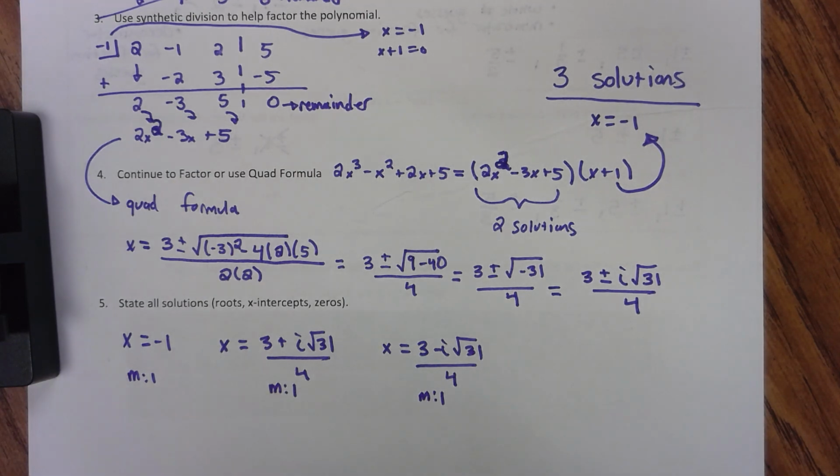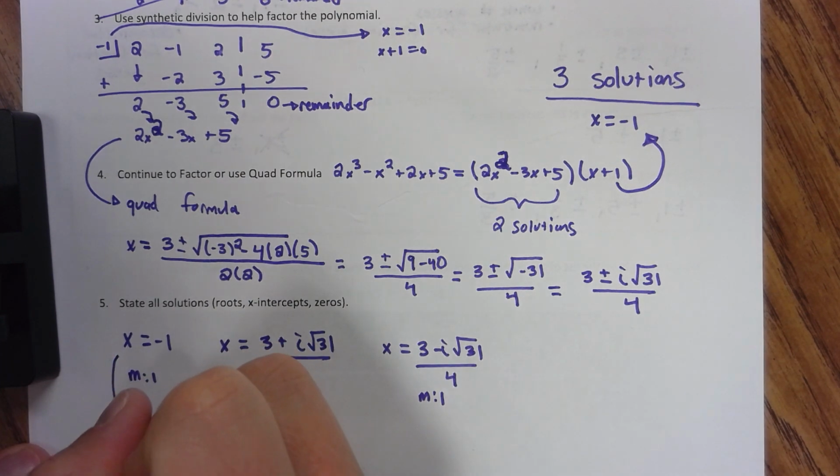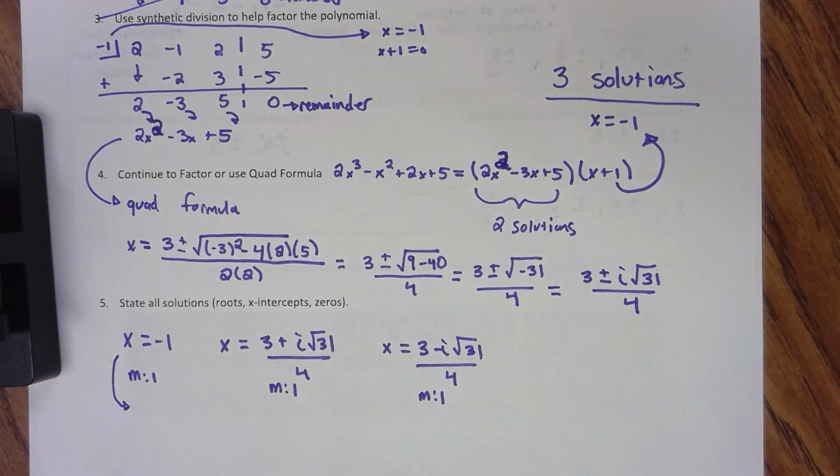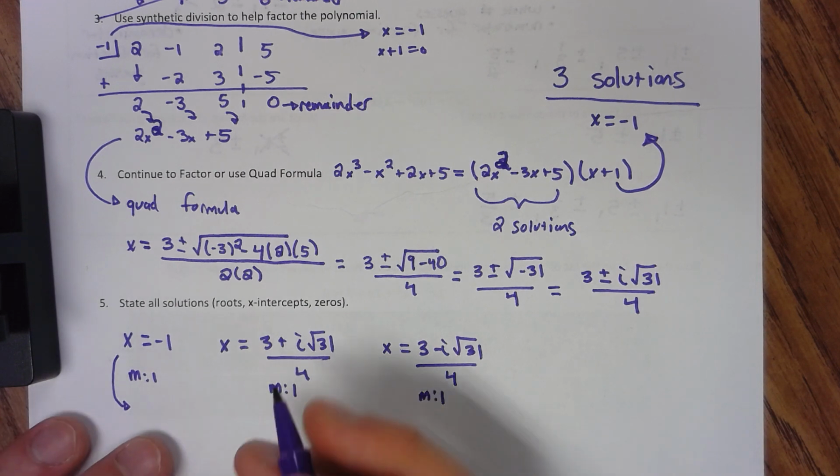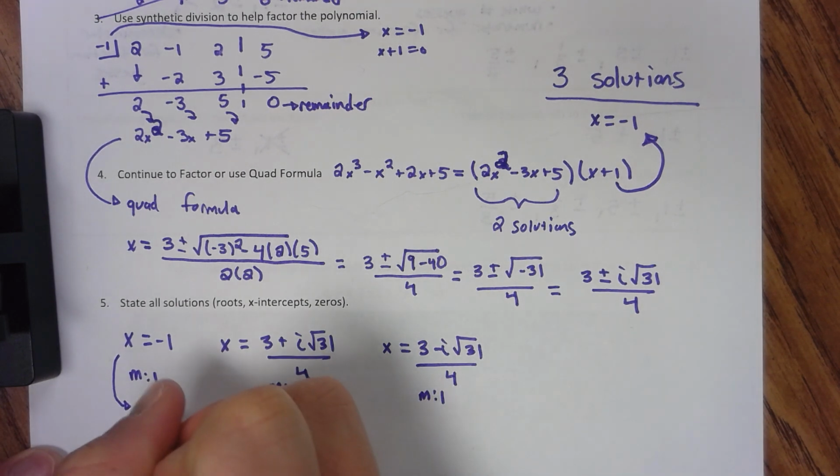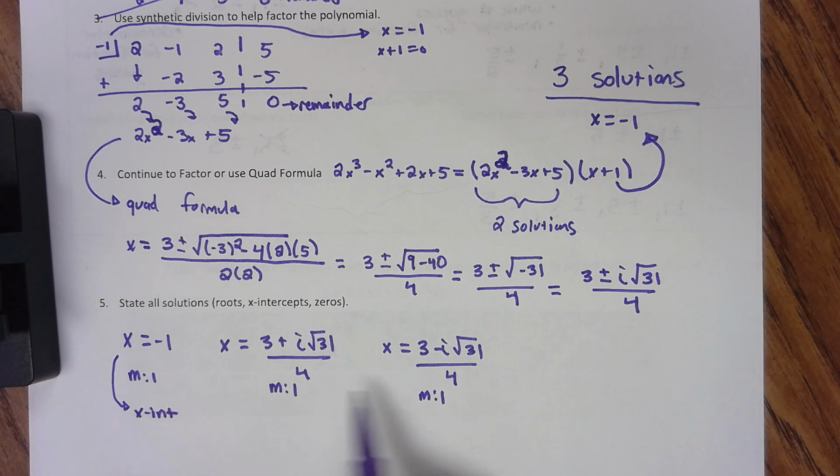The last thing I want us to make a connection to, when we get these answers that are real numbers, whether it's a whole number, a fraction, a square root, as long as it doesn't have the i in there, that value is an x-intercept. These other values are not x-intercepts because they are imaginary. They're still solutions or they're still zeros, but they are not x-intercepts. Our x-intercepts have to be real numbers.